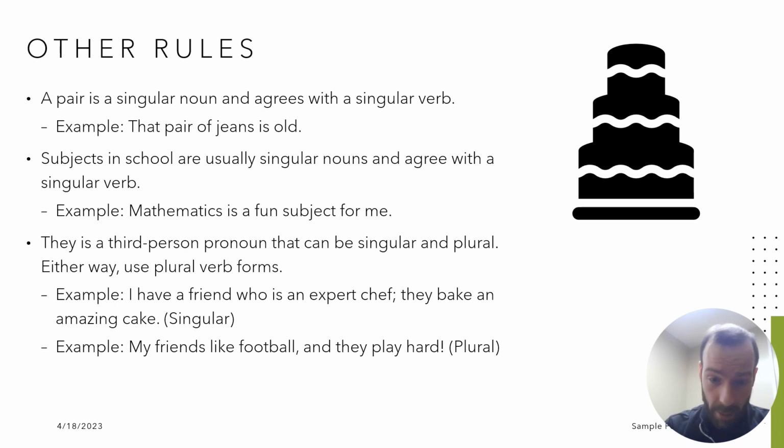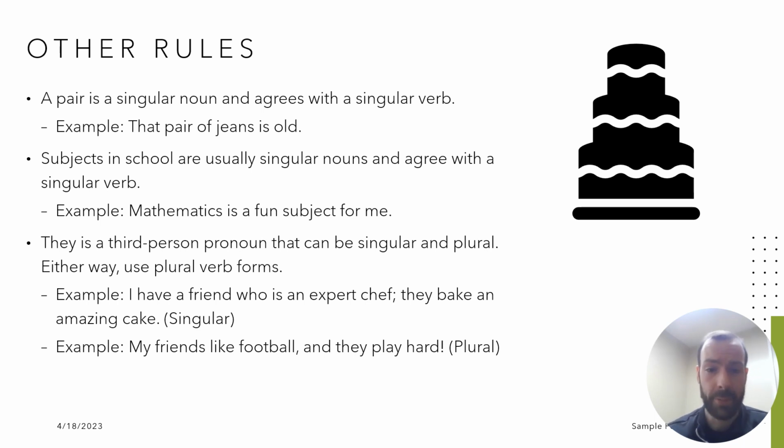They is a third-person pronoun. We mentioned this before. It can be singular or plural, but either way, if you're using the word they, use plural verb forms. So here's an example. I have a friend who is an expert chef. They bake an amazing cake. So here the word they is referring to one person, a friend, but notice that the verb is still plural, bake, even though we're just talking about one person.